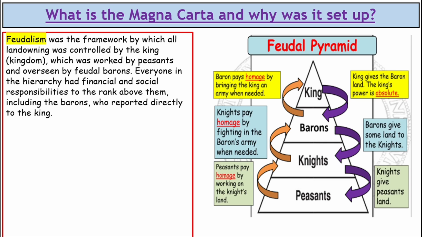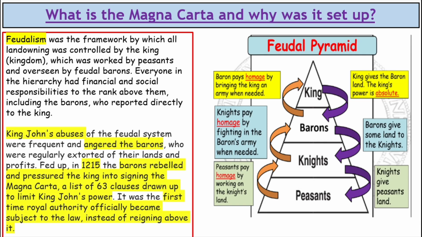The land was worked on by peasants and overseen by feudal barons. Everyone in the hierarchy had financial and social responsibilities to the rank above them, including the barons who reported directly to the king. King John, who was the king at the time that the Magna Carta was introduced, abused the feudal system frequently, and this angered the barons, who were regularly extorted of their lands and profits. Obviously, this made them angry and fed up.